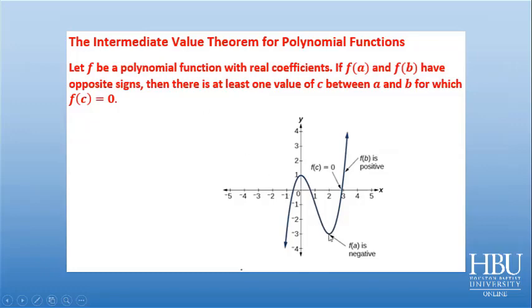The value of the function at a is negative, the value of the function at b is positive. So there has to be a value of an x-coordinate c between a and b where f of c is 0. 0 is between a negative number and a positive number.